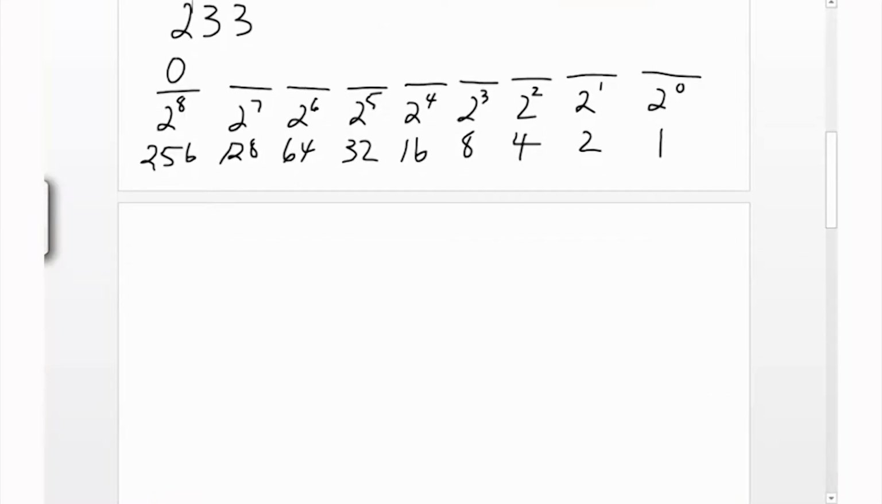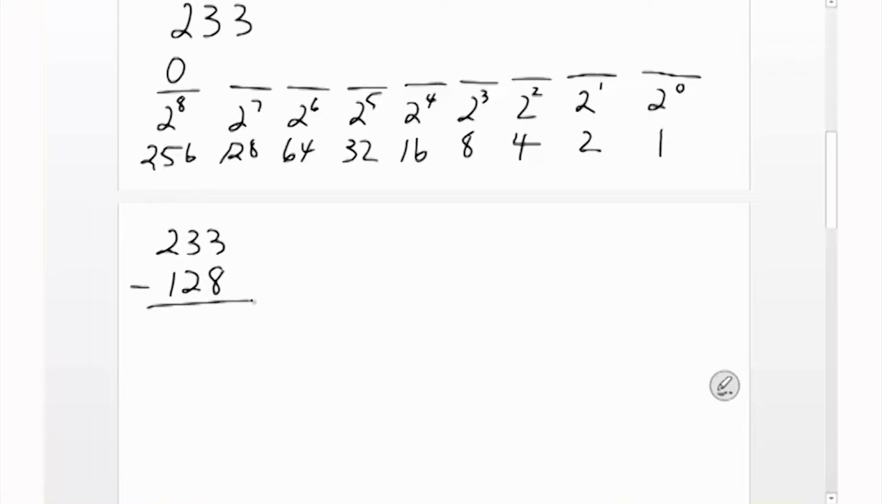And we're going to look at the next bit, and it's 128. It's beneath the 233, so we can use that value. So what we're going to do is begin to subtract 233 minus 128, and that's going to give us a value of 105. So we're going to turn that bit on.